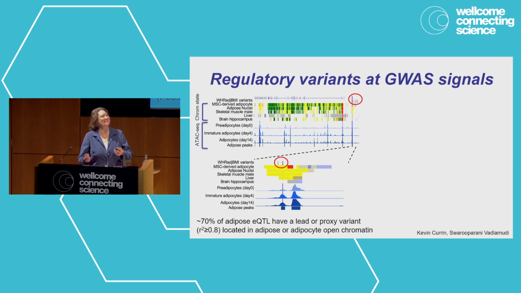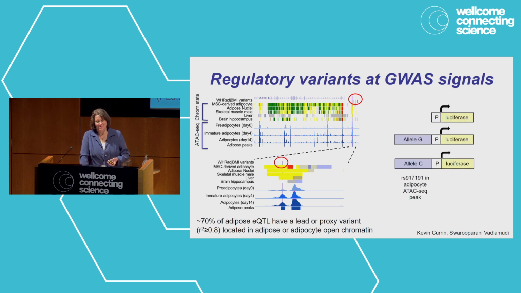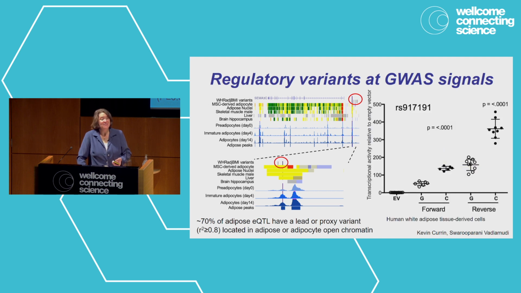I guess I'll say first that 70% of the eQTL signals that we identified had one or more variants located in a region like this, a candidate for potentially playing a role in gene expression. So then we wanted to validate: does this variant really have an effect on transcriptional activity? And so we performed a luciferase assay to analyze that, where we cloned the region that the variant is in with either the G allele or the C allele, and performed luciferase reporter assays in a human white adipose tissue-derived cell line.